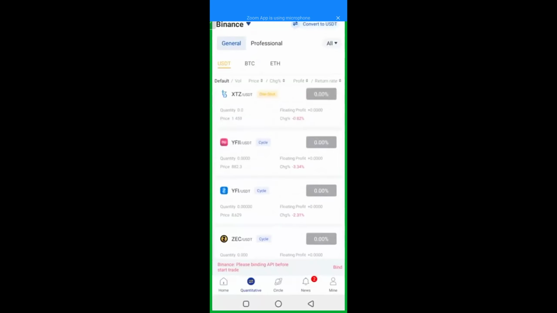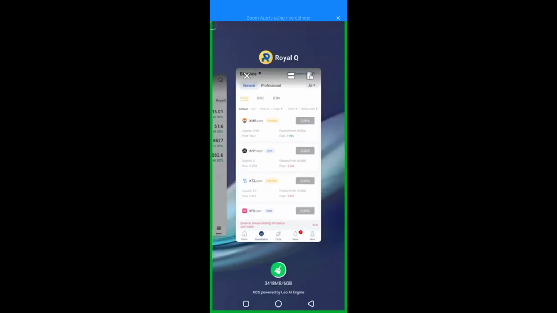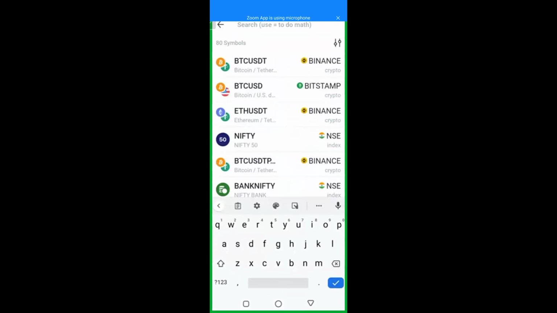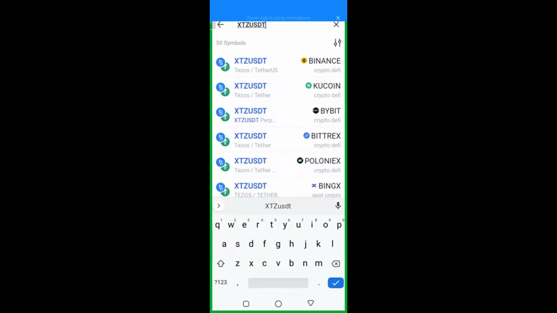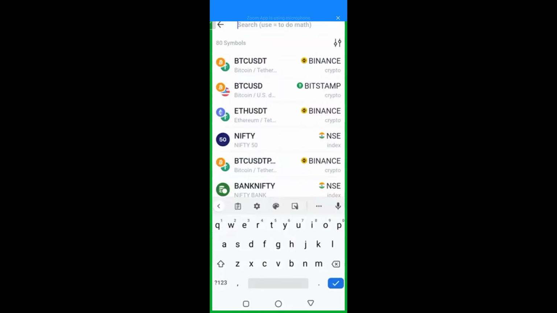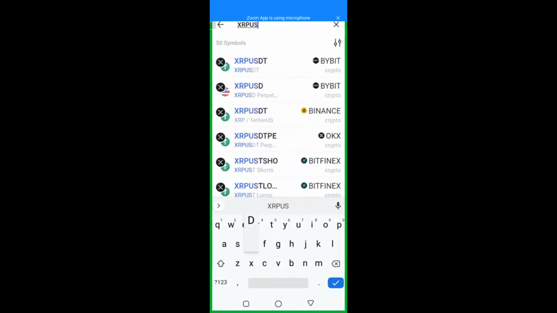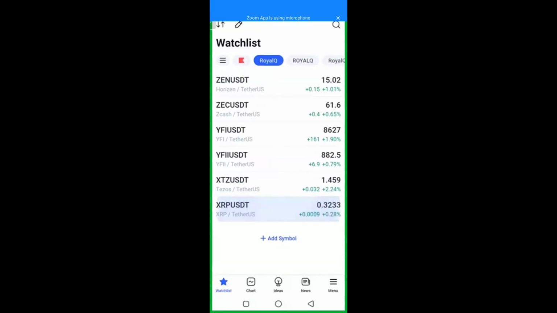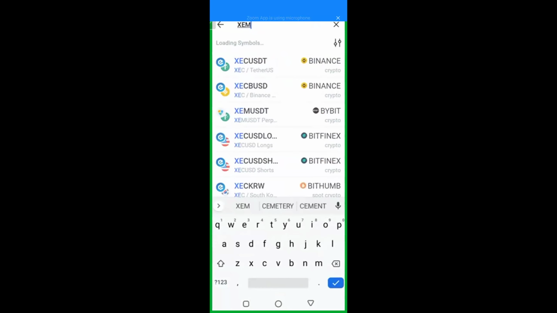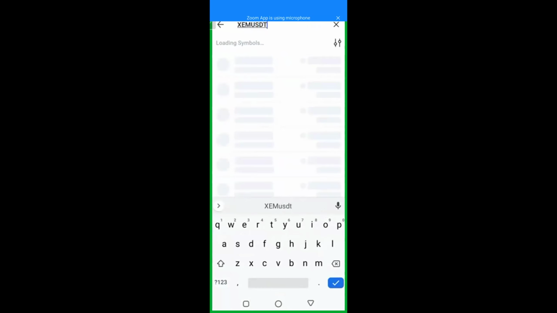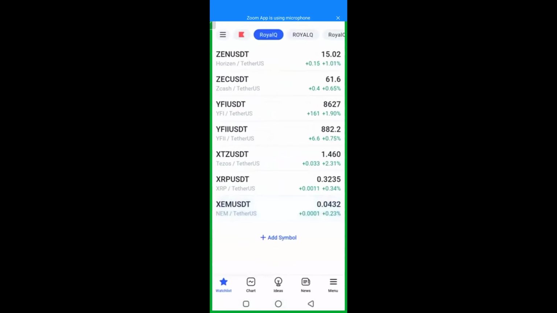We have XTZ and XRP. So we write XTZ USDT. There we go. Then the next one was XRP USDT. All right. Then the next one was XEM USDT. You write the full name. You don't guess around. That's very, very important. Okay. Then we go back.